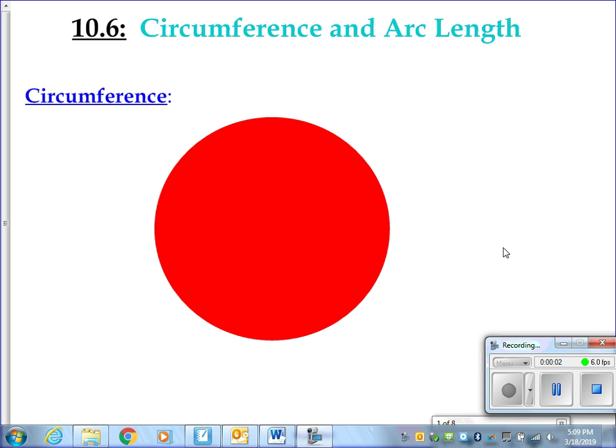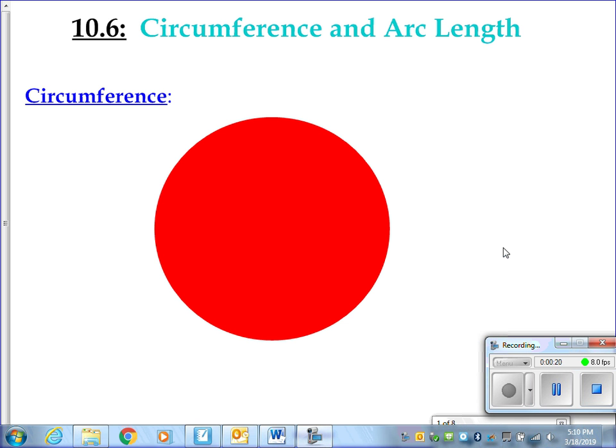Hey guys, we're going to talk about 10.6 today, which is the new unit. We're still going to talk about circles, but we're going to talk about circumference and arc length today. So the first thing I want to do is just talk about how do you find circumference of a circle and what is circumference of a circle.